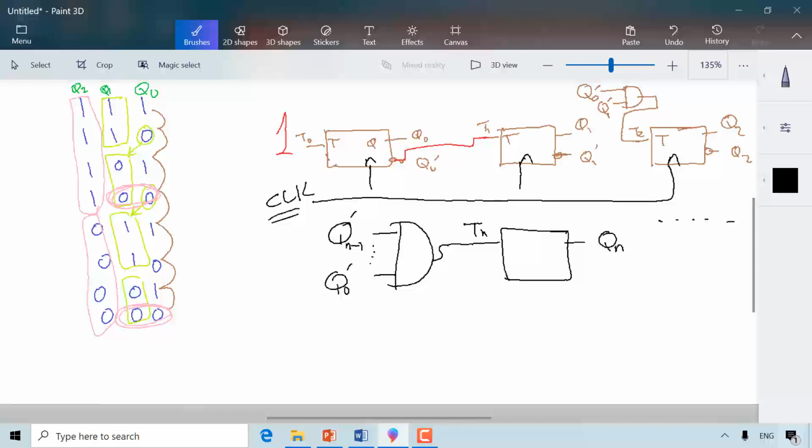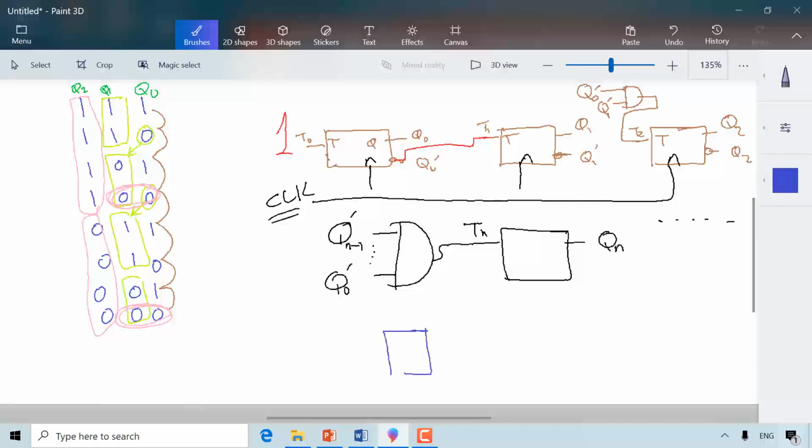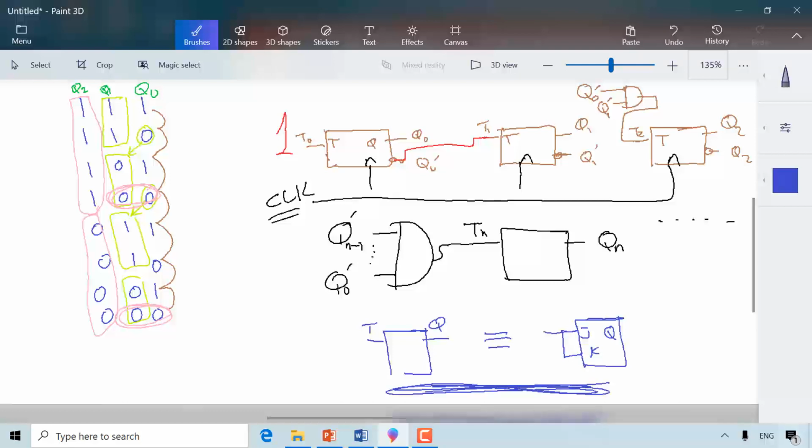Another observation: you should always recognize that the T flip-flop is equivalent to a JK flip-flop with shorted inputs. So this is the J, this is the K, this is the Q. These are the same. So I can take this one and plug it in this drawing and it will work just fine. Okay, so this is the simplified method for the down counter.